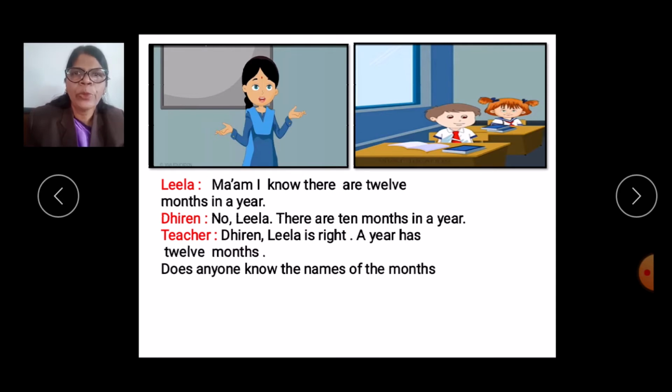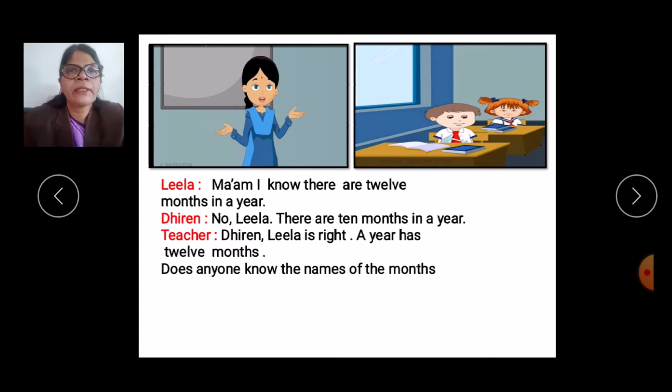Does anyone know the names of the months? Leela: Ma'am, I know there are 12 months in a year. Dhiren: No, Leela, there are 10 months in a year. Then the teacher is just showing the action there. Teacher: Dhiren, Leela is right. A year has 12 months. Does anyone know the names of the months?